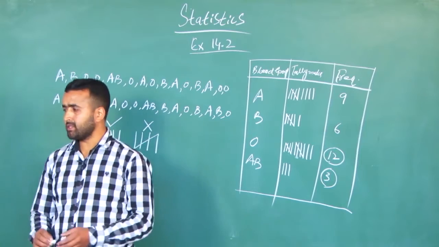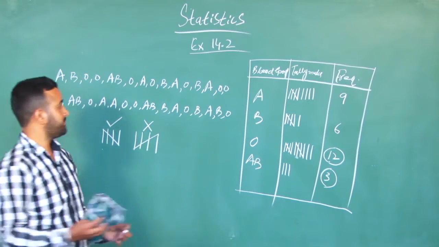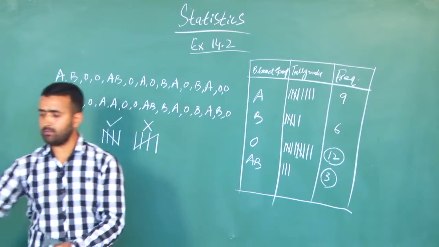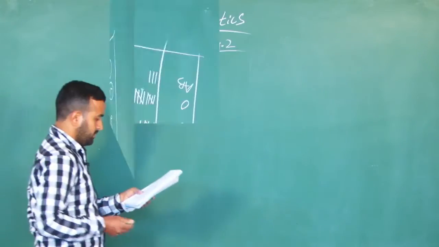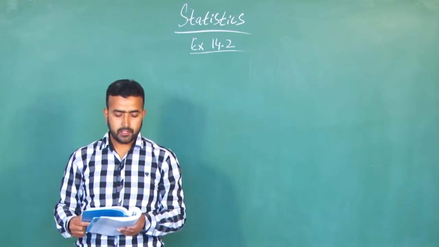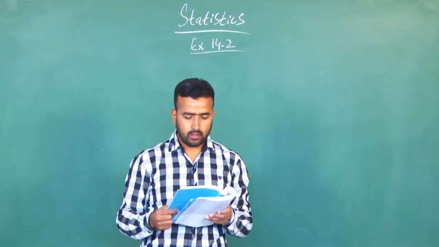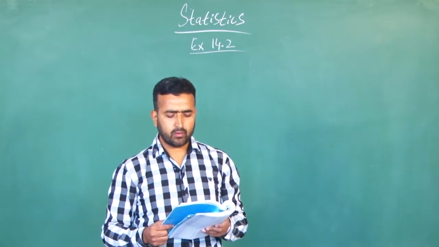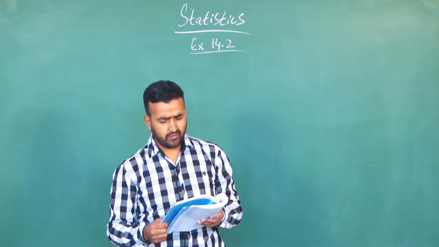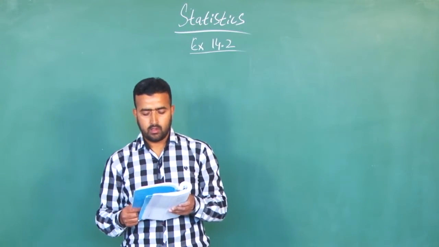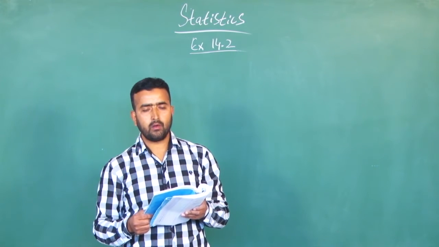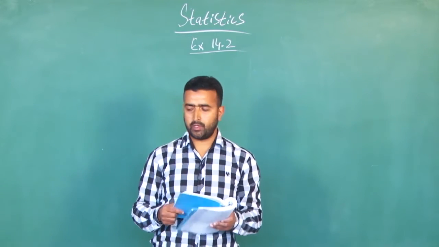Now let us take one more example for the grouped one. This was the discrete frequency. Now let us take one example for the grouped frequency. The distance in kilometers of 40 engineers from their residence to their place of work were found as follows. The data values are given about the engineers residing from their workplace to their residences.